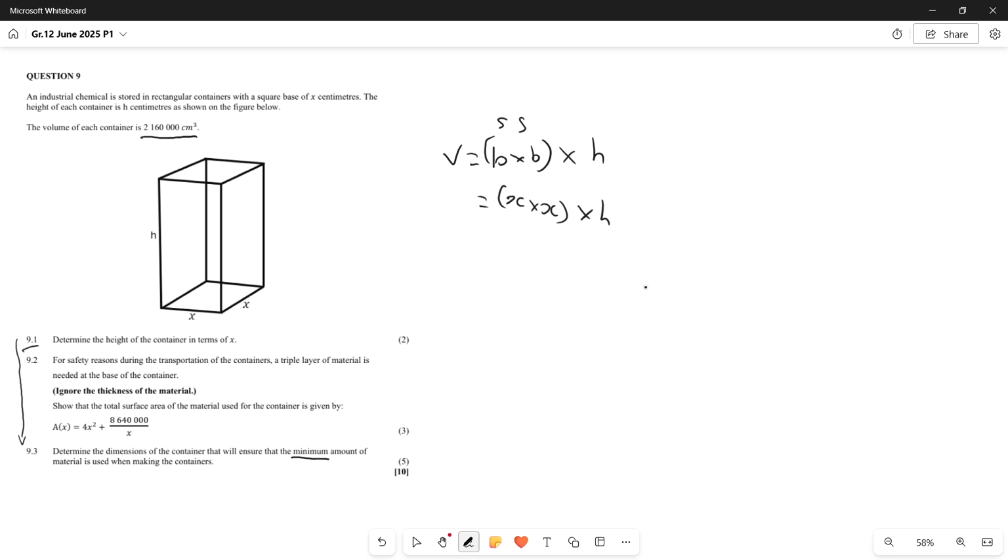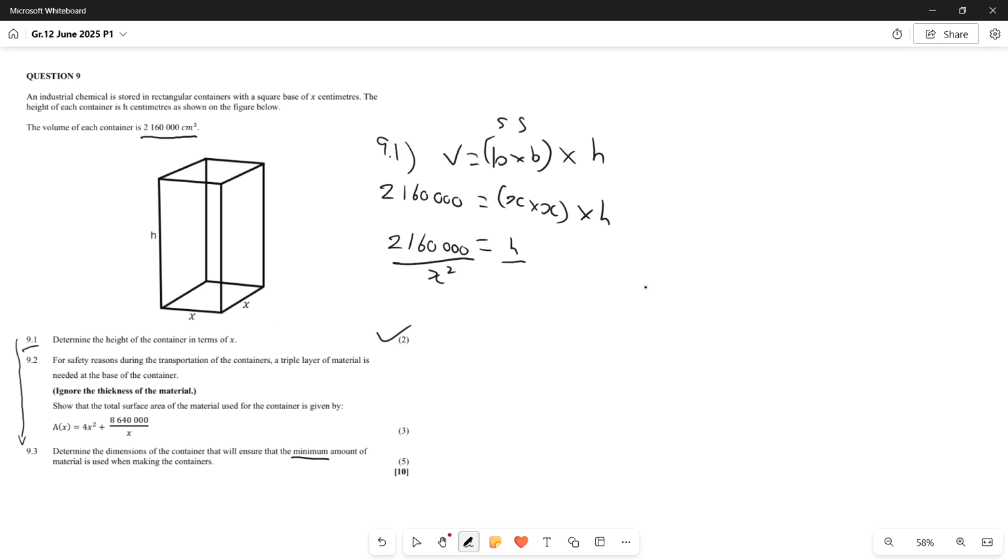But a reminder, we want height in terms of x, which means we have to know the volume, which we do. So that is 2,160,000. There we go. And then what we're going to do is we're going to take our x times x, which is x squared, over. So we have 2,160,000 divided by x squared. And now we have height in terms of x. Okay, so this means we have h, and we haven't solved for x, but we have x by itself, and we have h as the subject of our formula. Okay, so that is 9.1, and that is solved.